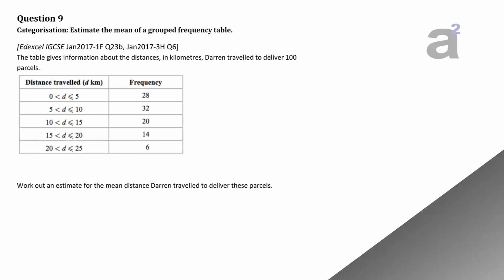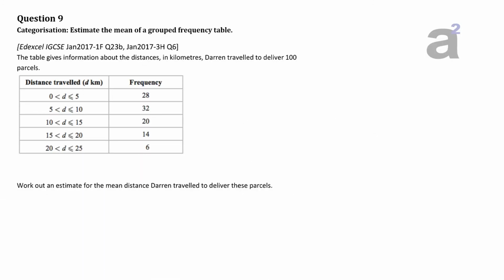See another question. The table gives information about the distances in kilometers Darren traveled to deliver 100 parcels. So there are 100 parcels. 28 of them he traveled 0 to 5 kilometers. 32 parcels he traveled more than 5 up to 10 kilometers. More than 10 up to 15 kilometers, 20 parcels. So here for the mean we need to find F times X. But we don't have X. Instead of X we have only classes, that is groups 0 to 5, 5 to 10.